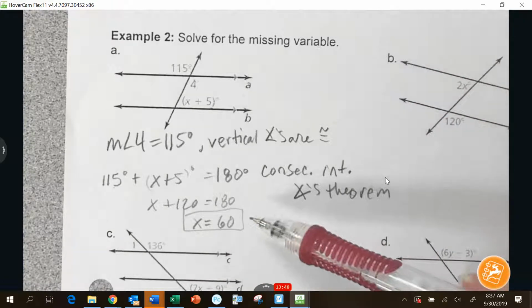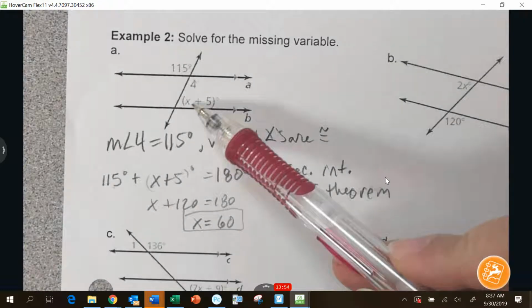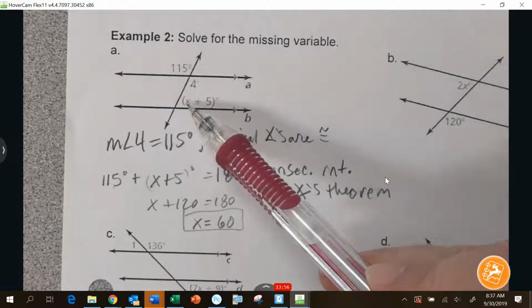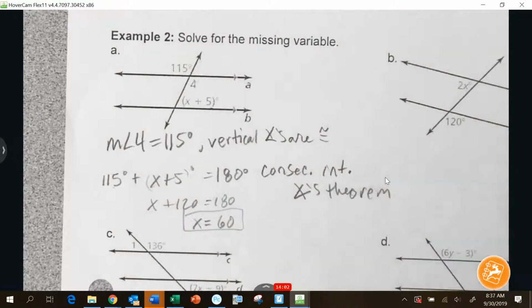When you guys solve for x, x is not degrees. X plus 5 is degrees. What's the measurement of this angle right here? That's 65 degrees, but my x is just a 60.